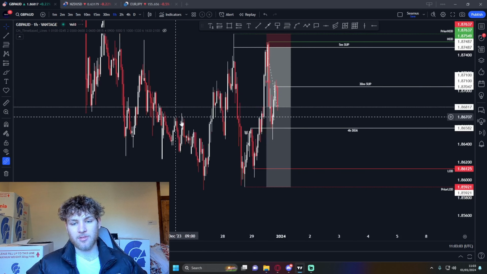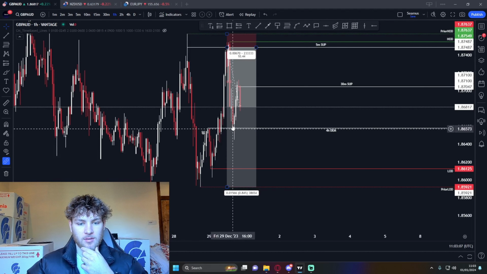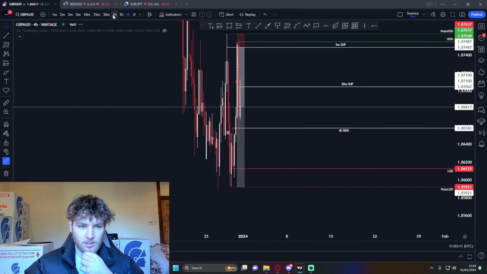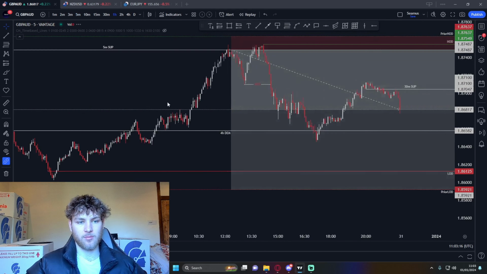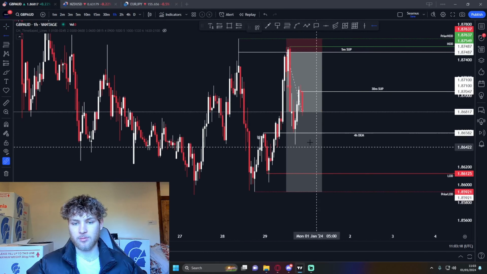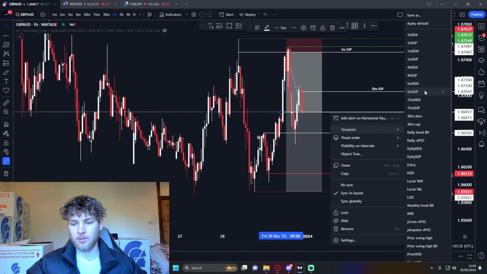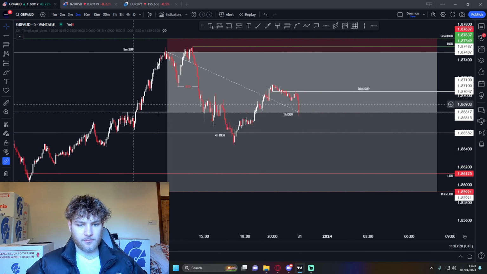So this 1 hour demand zone, I thought, well, it's possible that price could retrace, but I also think it will go down to this 4 hour demand zone. So I took half of my position off at the 1 hour demand zone. Sorry, I'll mark it up because it's not very clear. So we have this 1 hour demand zone here, and I took half of my position off of it.